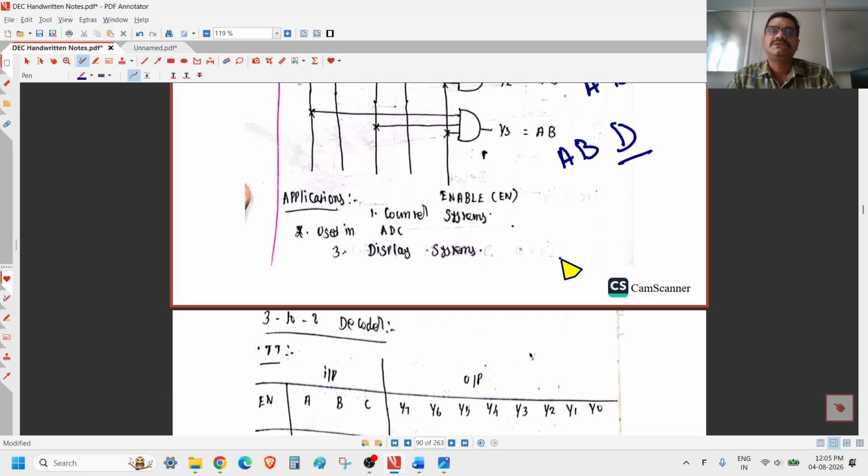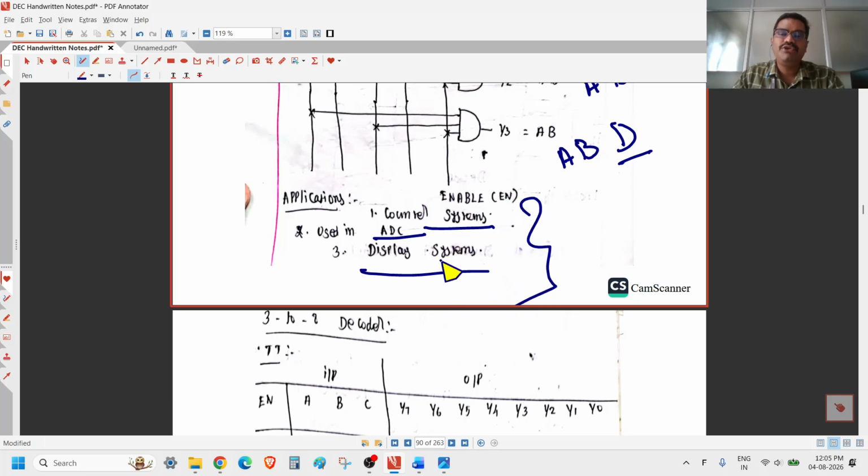Okay, so next, what are all the applications of the decoder? It is mainly used in counter systems, analog to digital converters, and display systems. Okay, so in this area we are going to use the decoder concept, right?